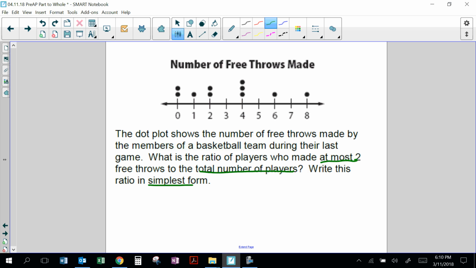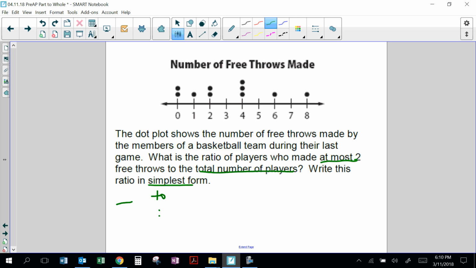In case you forgot what ratios are, a ratio can be written in fraction form. It can be written using the word "to" and a colon. It's comparing 2 different numbers. So the first number we want to compare is at most 2 free throws. How many players made at most 2? That's an inequality we learned in the past. That means 2 is the most number of free throws they could make.